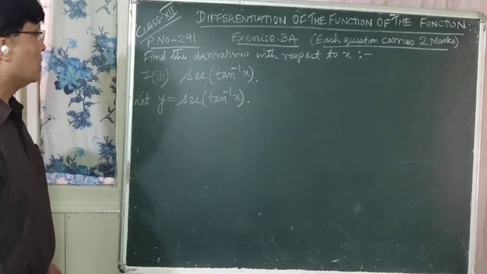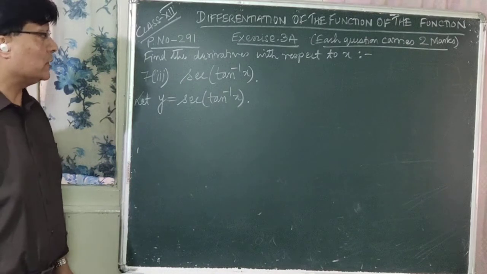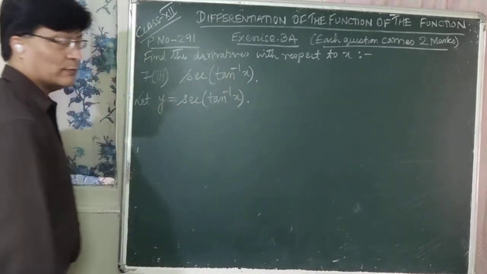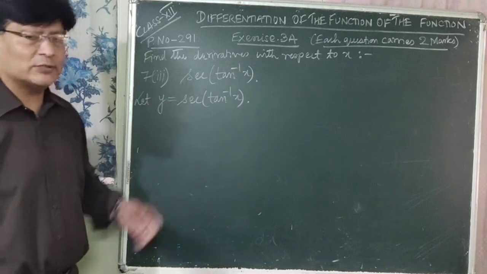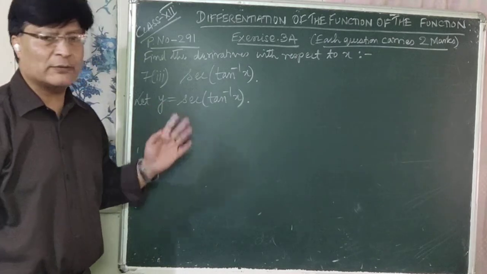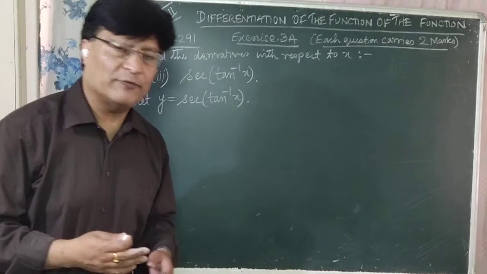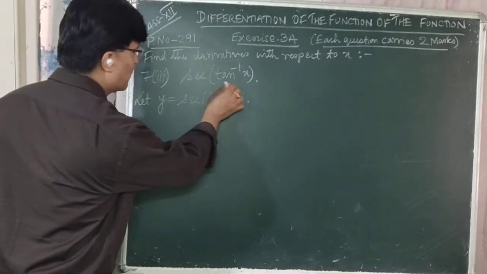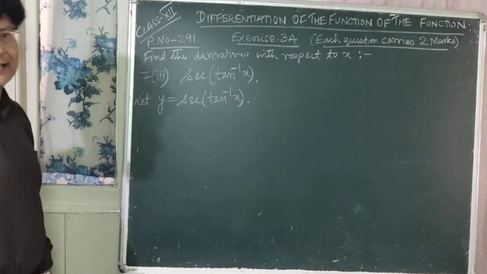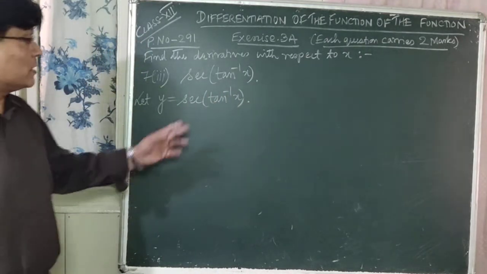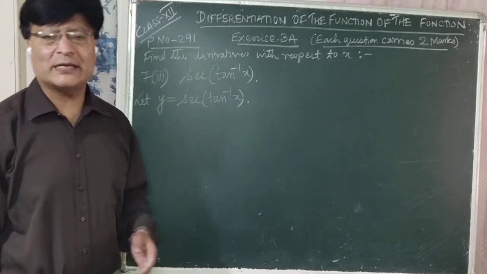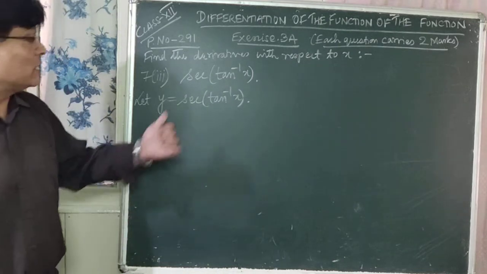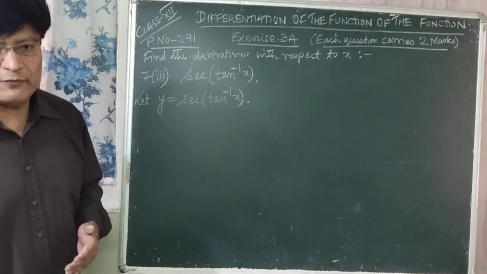Now we'll do the next question, that is 7 number 3. You have to find out the derivative with respect to x of the function sec within bracket tan inverse x. So let us assume y is equal to sec tan inverse x. That means you have to find out the derivative of y with respect to x, that means dy by dx. But in this case, this is a problem of inverse circular function, that is sec tan inverse x. This sec within bracket tan inverse x can be simplified further, as you know in the chapter inverse circular function.